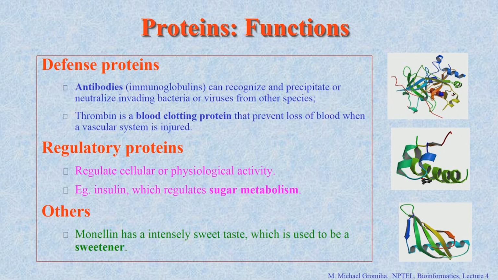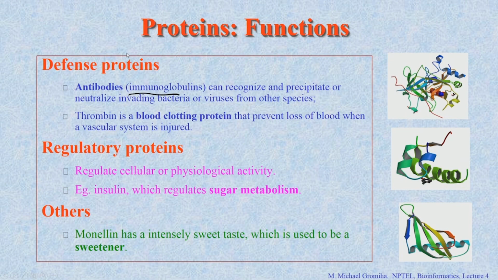Now there are other proteins called defense proteins. So what are called defense proteins? Antibodies. Because we defend ourselves, because we have to be safe from the environment, right, from the bacteria or virus or anything. So like immunoglobulins, right. So these can recognize and precipitate or neutralize the invading bacteria or virus from the other species.